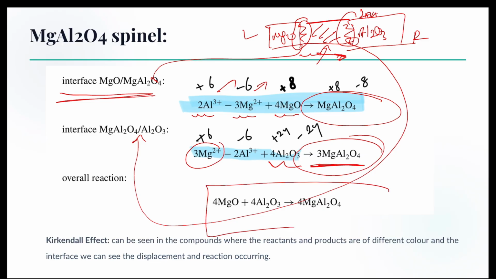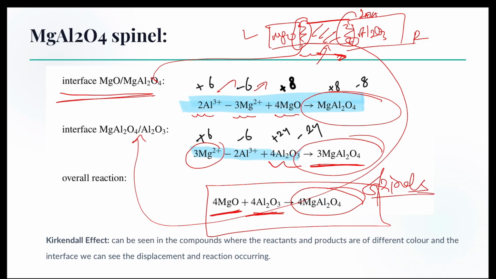And the overall reaction could be written here as four MgO and four Al2O3, which together form four MgAl2O4 structures, spinels. So there could be a special effect that we can see. It's known as the Kirkendall effect.